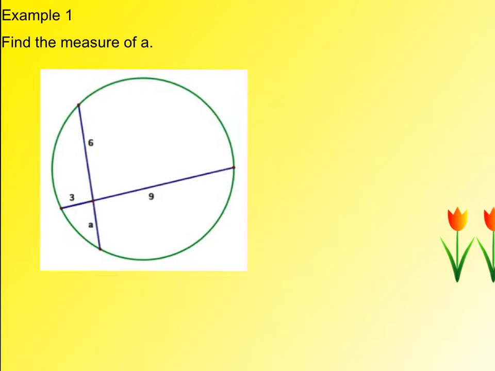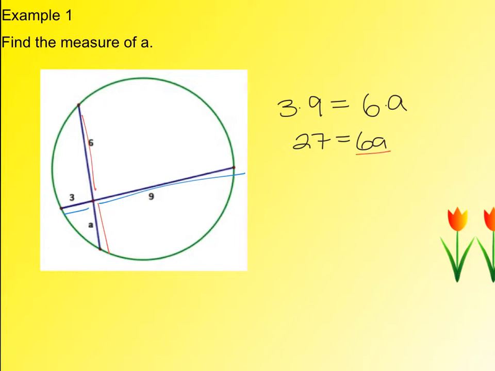In this one I notice I have two chords intersecting inside a circle. So I have the product of the chunks of the segments have to be equal to each other. So I'm able to say that 3 times 9 is equal to 6 times A, or 27 is equal to 6A. I can divide both sides by 6, and I'm left with 4.5 for A.